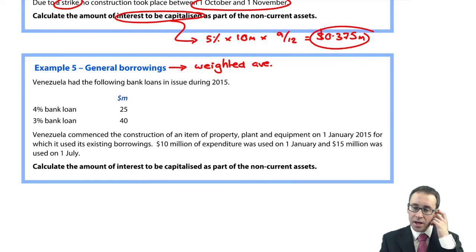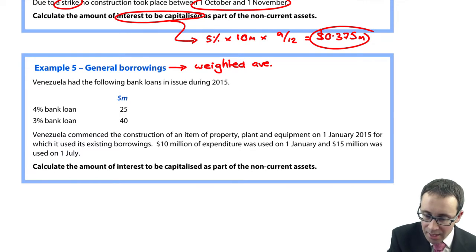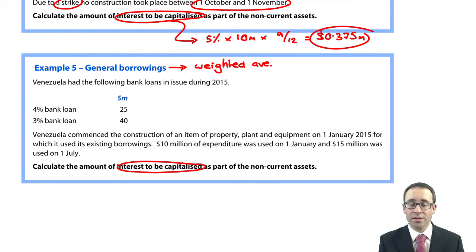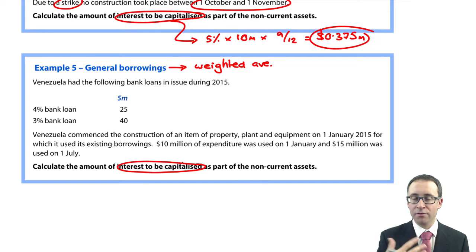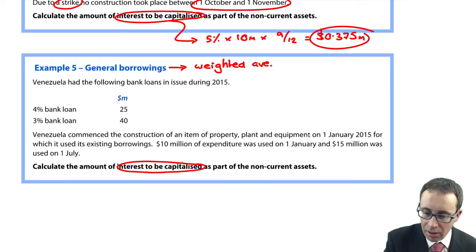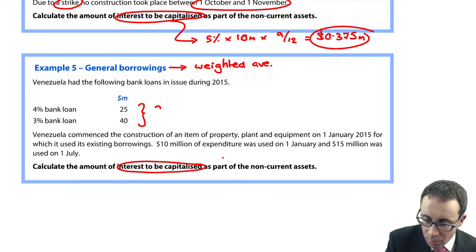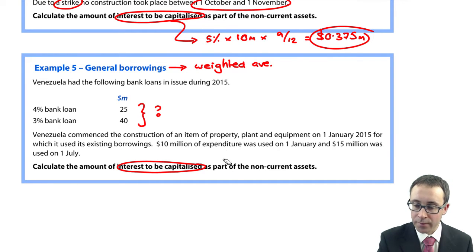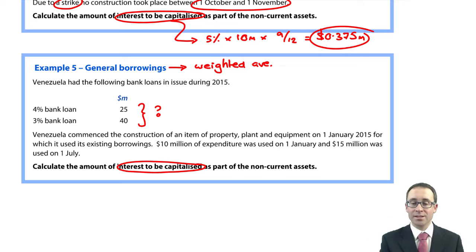So let's go through and have a look at the scenario. Again, same requirement, the amount of interest to be capitalised. Again, we're going to assume it's a 31st of December year end. It says Venezuela had the following loans in issue: a 25 million 4% loan and a 40 million 3% loan. So we need to work out what the weighted average percentage is on those figures. Once we've got that percentage, we can then apply it to the borrowings that they took out.